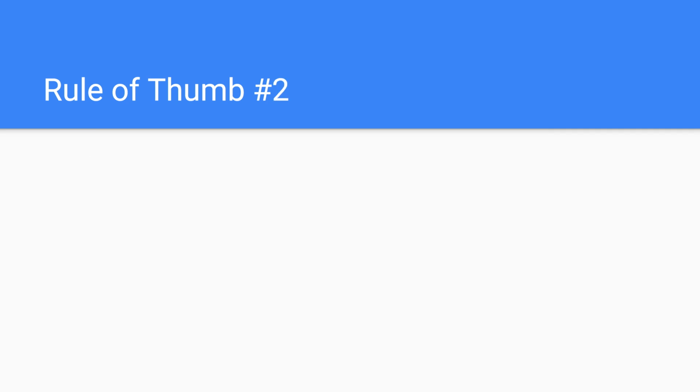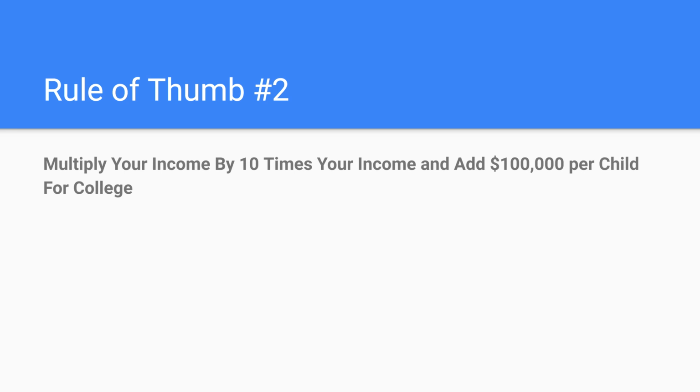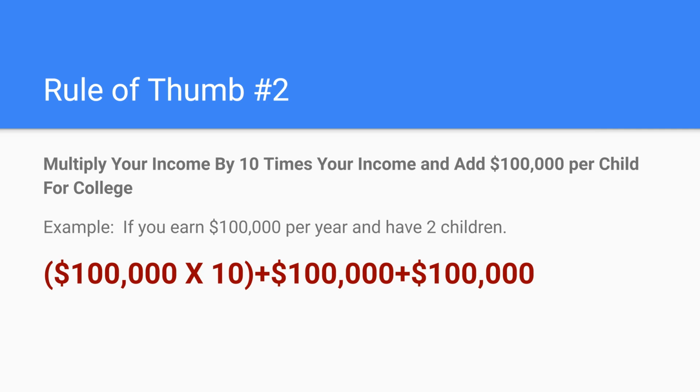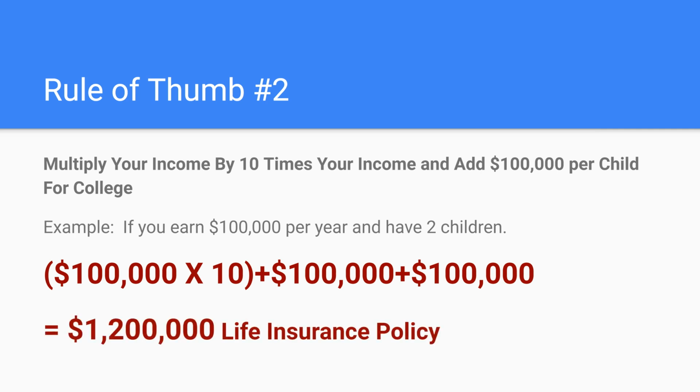Rule of thumb 2 is to multiply your income by 10 and then add $100,000 per child. So for instance, let's say that you have 2 children and you earn $100,000 a year. You take $100,000 times 10 plus $100,000 per child, so in this case it's $200,000. That's going to give you $1.2 million in death benefit. So you at least need to have a policy of that size if that's your current scenario.